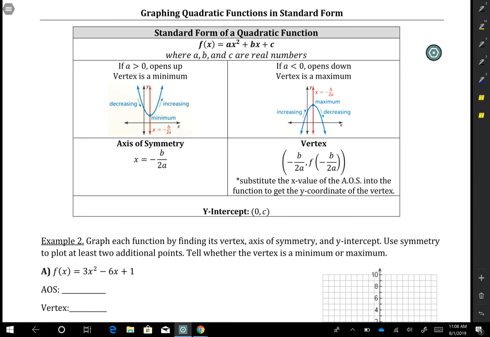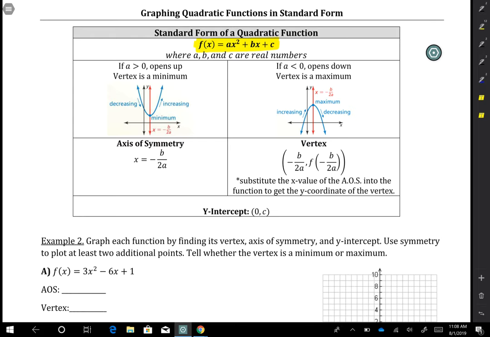So for instance, let's look at what standard form is and see what all these letters represent. Here is the standard form function of a quadratic. It is f of x equals ax squared plus bx plus c, where a, b, and c are real numbers. And obviously our variable x is our input, f of x is our output.